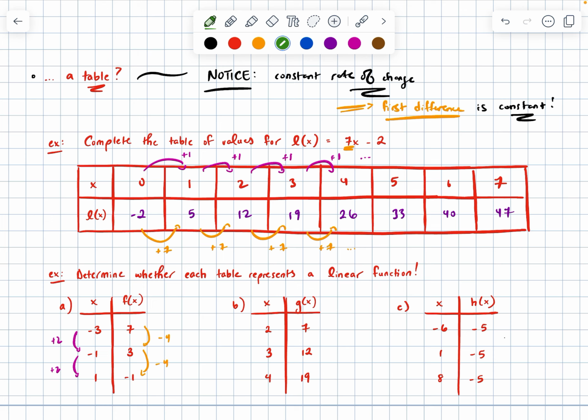Well, to get from 7 to 3, I need to subtract 4. From 3 to -1, I once again subtract 4. That first difference is constant. This is a linear function.